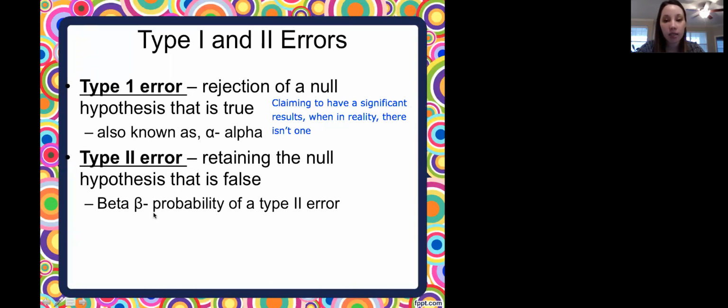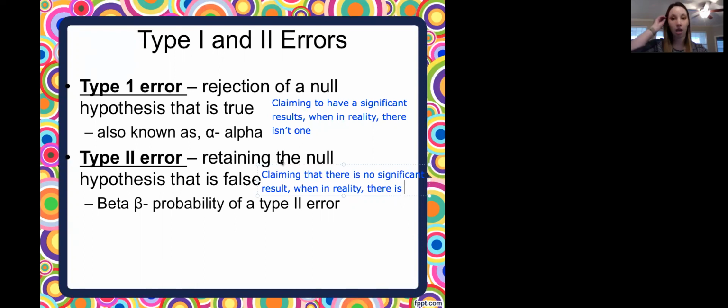Type 2 error is basically the opposite. It's where we retain the null hypothesis, or we're saying that there's no significant result, when in fact there is. So let me write that out. So claiming there is no significant result when in reality there is. So type 2 error is where we're saying no significant results are happening, however in reality there is significance happening. So that's type 2 error.